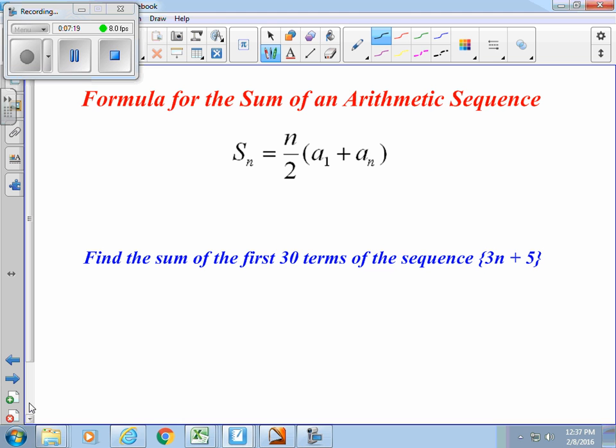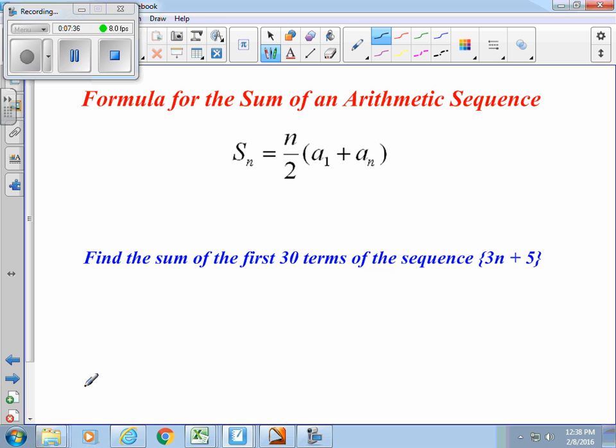Okay. So if we wanted to find the sum of the first 30 terms of this sequence, we would need the first term, we would need the last term, and then we'd need to multiply it by 15, right? 30 divided by 2, and that's how you find the sum of an arithmetic sequence.